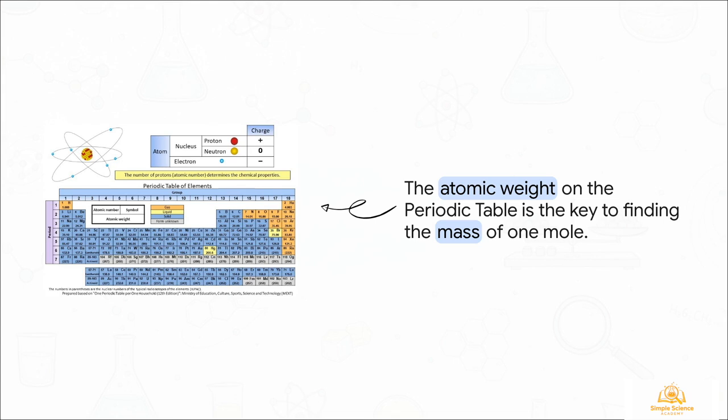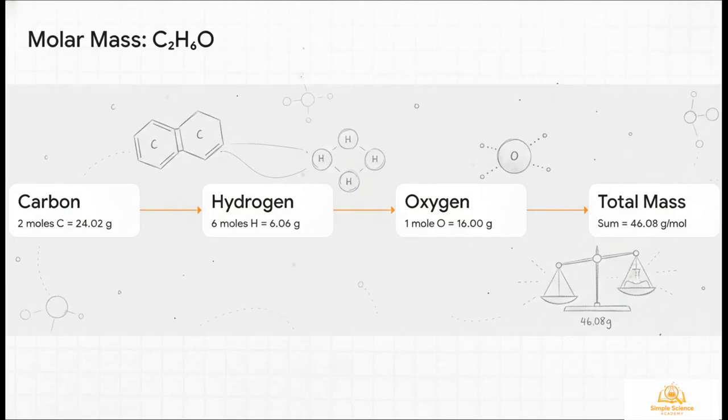That means 1 mole of carbon atoms weighs, you guessed it, 12.01 grams. 1 mole of hydrogen atoms, about 1.008 grams. It's that direct. Okay, that's easy enough for a single element, but what about a compound, something like ethanol?